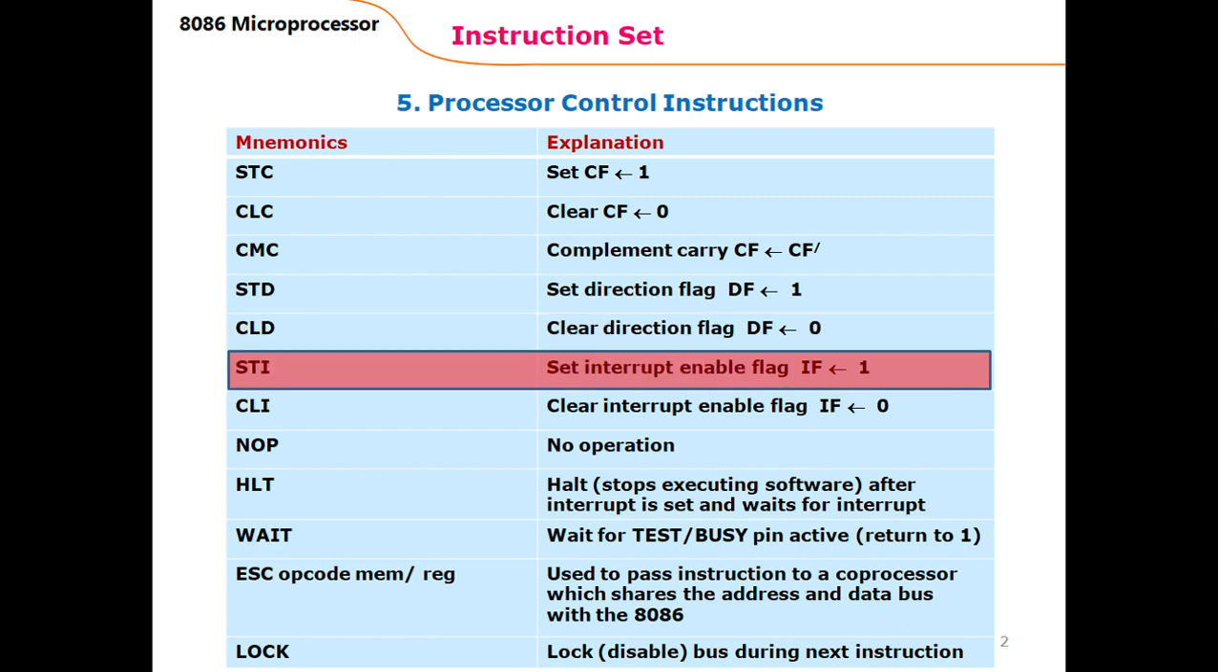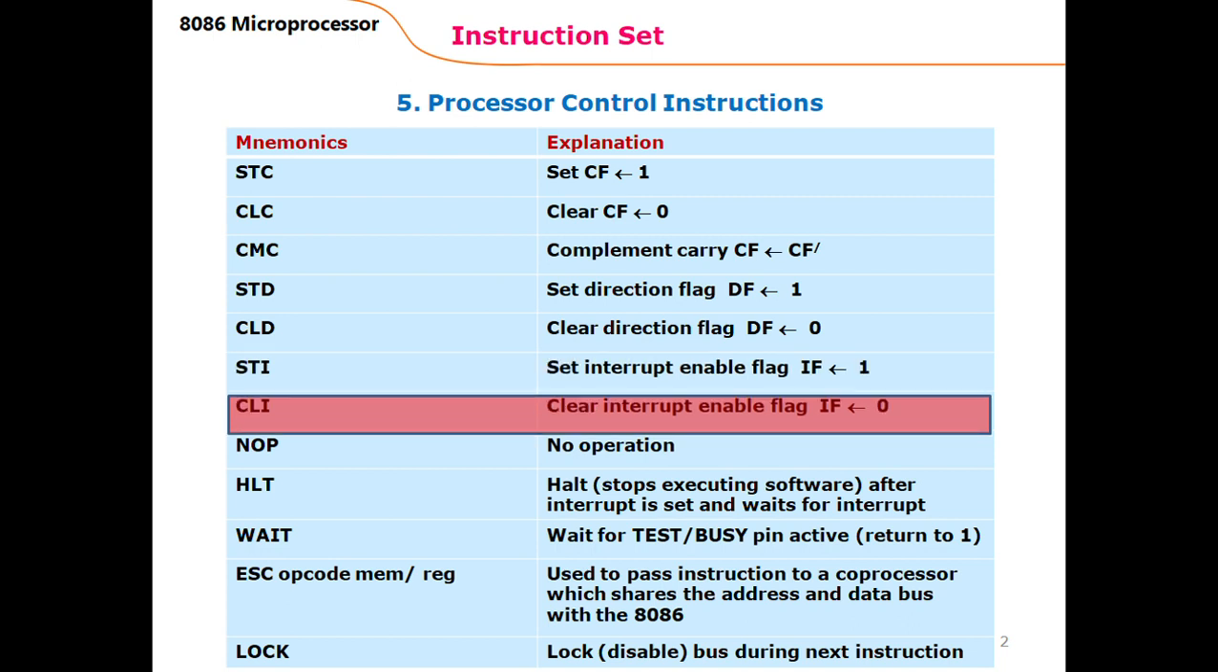Similarly, there are two instructions for controlling the interrupt flag, IF. STI sets the interrupt flag or enables the interrupt flag. When interrupt flag is 1, then interrupts are enabled, and if the interrupts are to be disabled, then the CLI instruction, which means clear interrupt flag, is used. So this instruction would clear the value of interrupt flag to 0. So interrupts would be disabled as long as interrupt flag is 0.